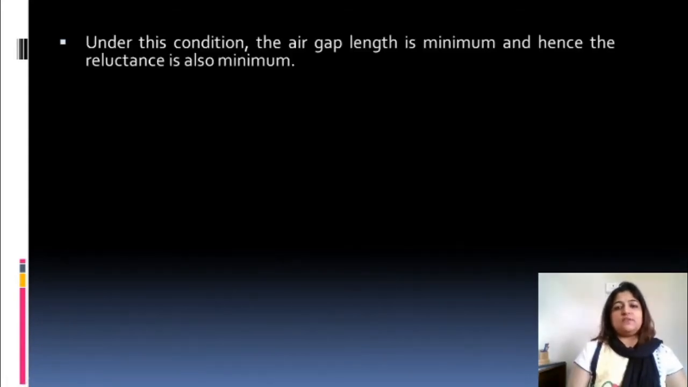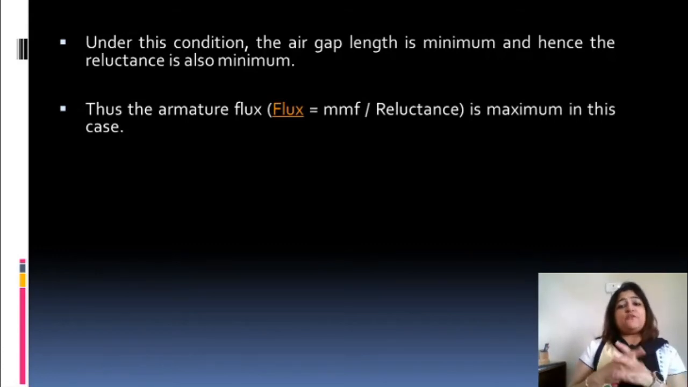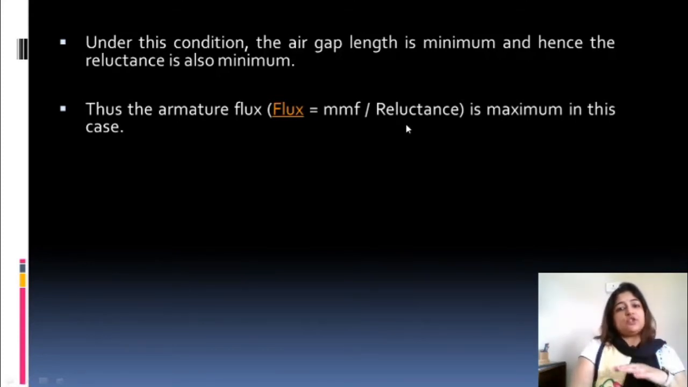So under this condition, we can say that the air gap length is minimum along the d-axis while it is maximum along the q-axis. So the armature flux along the d-axis will be maximum, because what is flux? Flux is ultimately MMF upon reluctance. Now the air gap is less, so the reluctance will be less. And if the reluctance is less, obviously the flux will be more. So the armature flux is maximum along the d-axis.